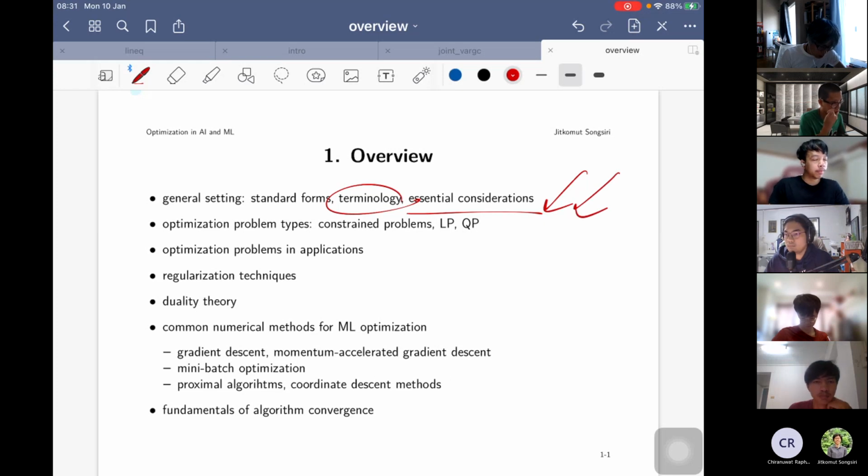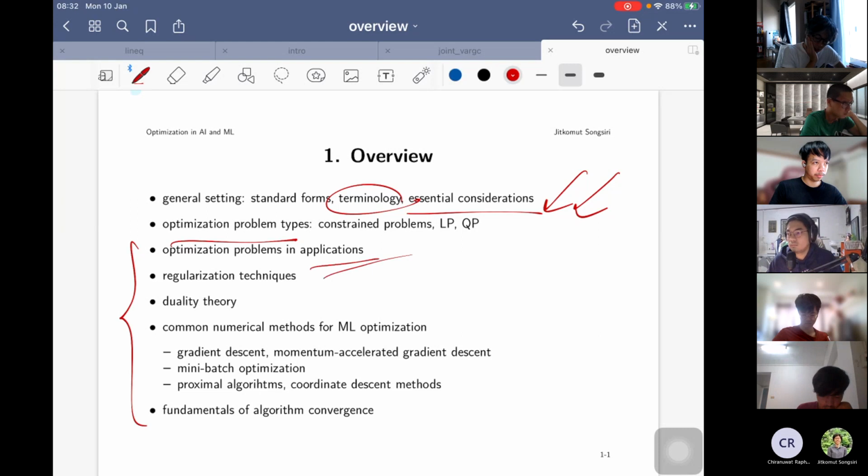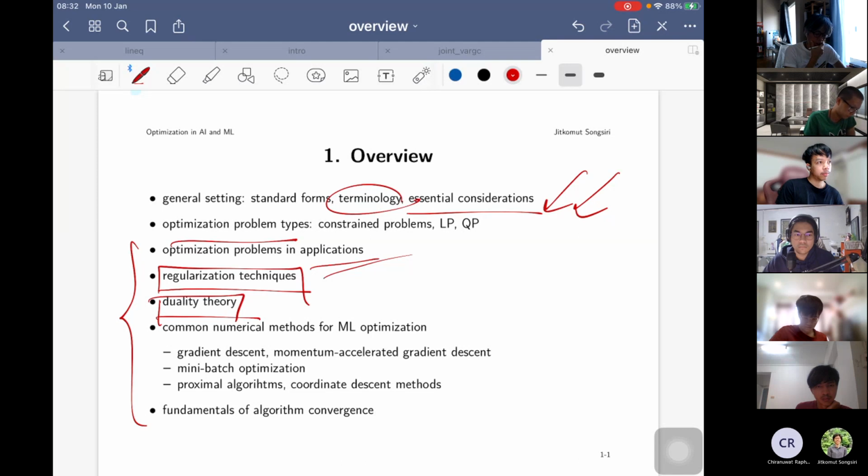Okay. And in this lecture, we describe briefly all the optimization problem types. Those are unconstrained problems, constrained problems, LP, QP, linear and quadratic programming. Throughout the semester, we will also give you applications of optimization, focusing on machine learning problems. We give regularization techniques that are very common to use right now in regression problems. And I think after the midterm, we will discuss one of the essential tools, which is duality theory, especially when we talk about convex problems. These will play important roles in order to discuss problem properties.